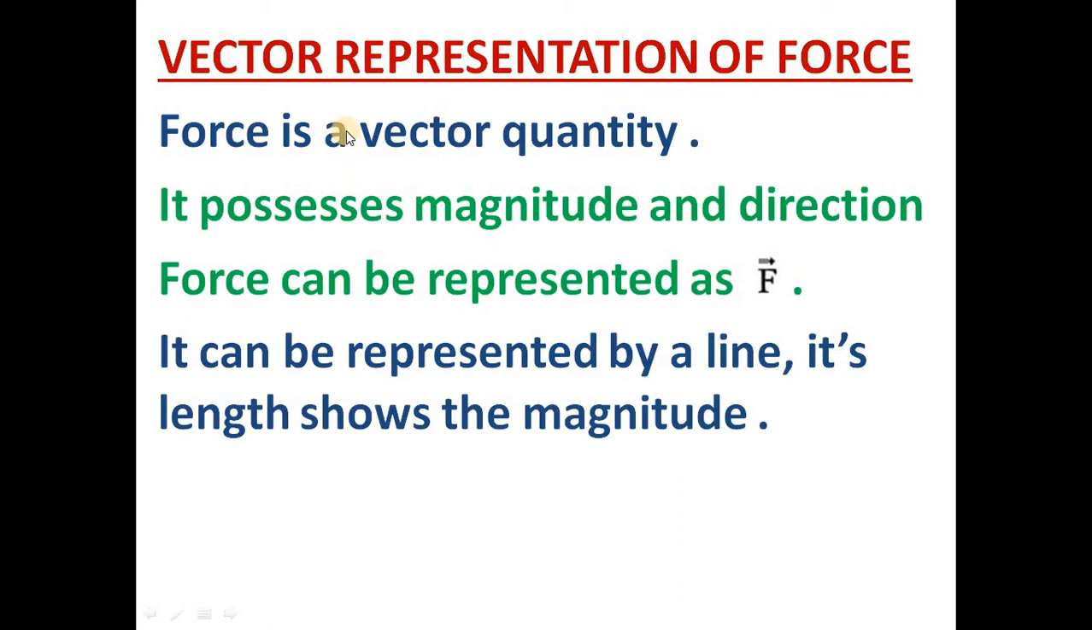Force is a vector quantity. We know force is a vector quantity. That means it possesses magnitude and direction. That force can be represented as vector F. It can be represented by a line. Its length shows the magnitude. An arrow mark indicates the direction, and the angle also can be represented.